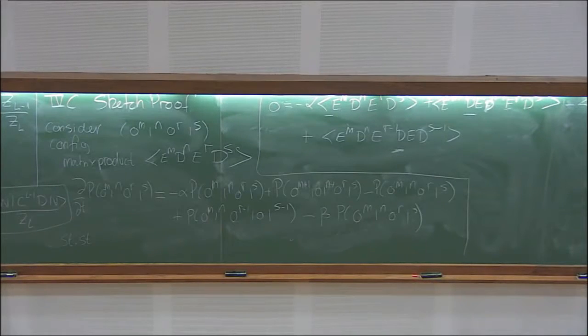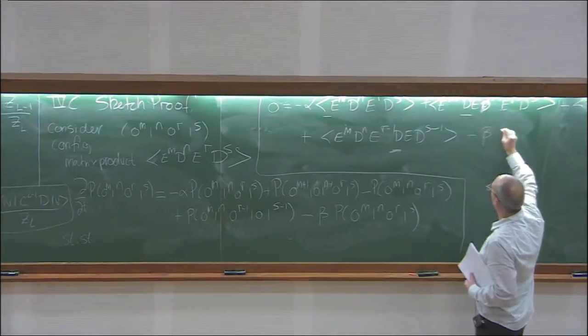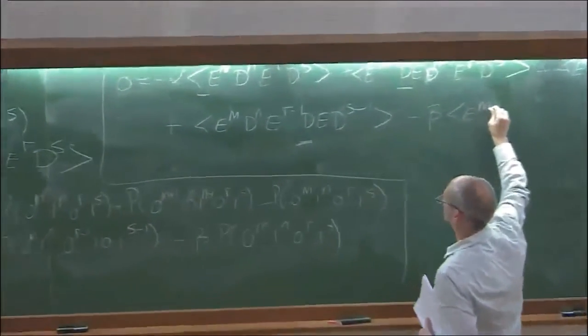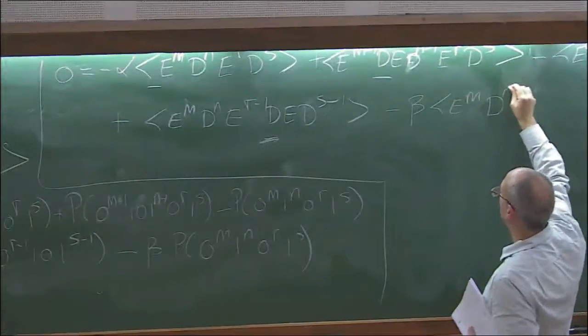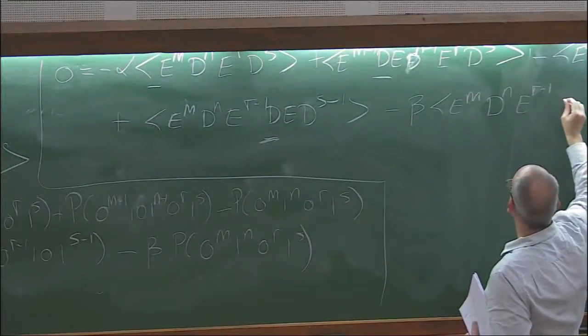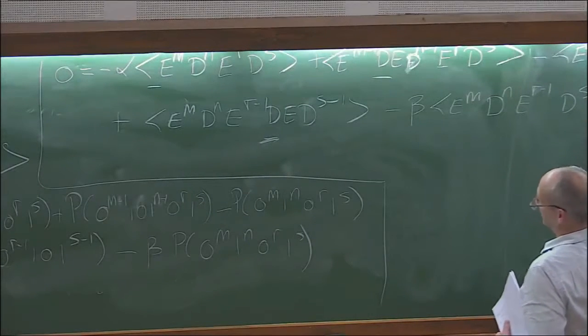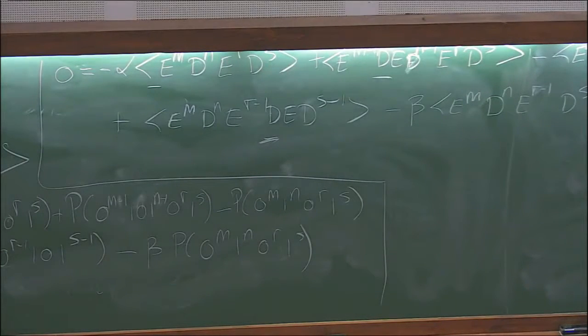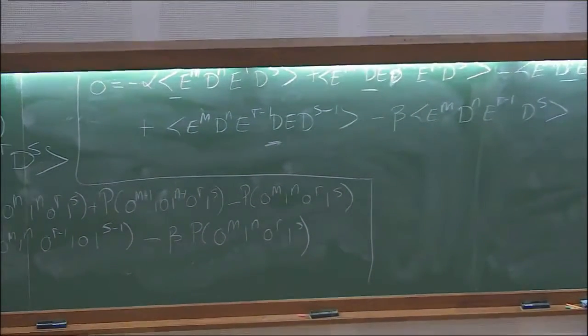Okay, hard work will be over soon. And minus beta E^m D^n E^(r minus 1) D^s. Okay, so that's what I need to be satisfied for this class of configurations. And what we can see now is just by taking this right-hand side and using these rules here, precisely where I've done the underlining. So that's where the action is.